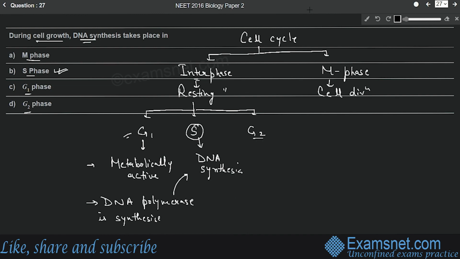What happens in G2 phase? Here the further growth of cell takes place, further growth. Then translation takes place, that means the formation of protein and other organelles also takes place, translation and formation of organelles.